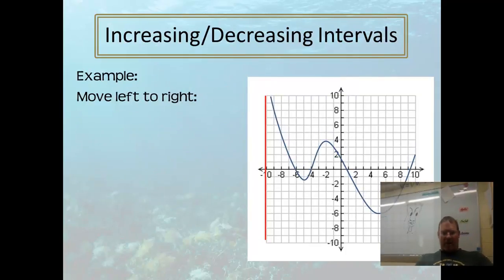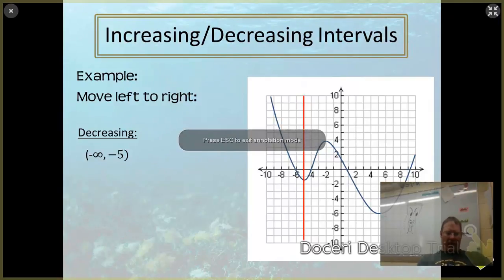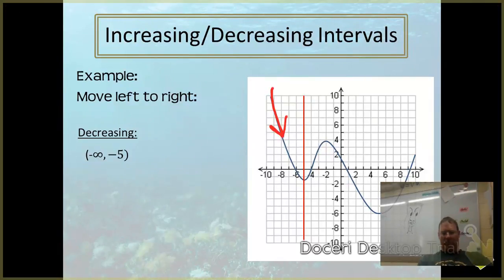We're going to use some graphs that are already familiar to us. Again, you want to be moving left to right and make a note of whether the graph is increasing or decreasing at each spot. Downhill means decreasing, uphill means increasing. You notice that I have my red line moving, and over that interval the graph is going downward. So it's decreasing from negative infinity way out here to negative 5.